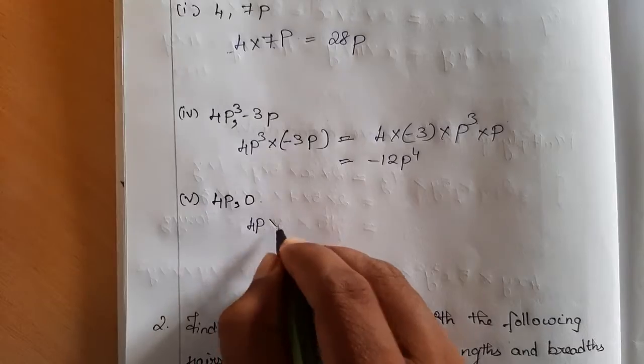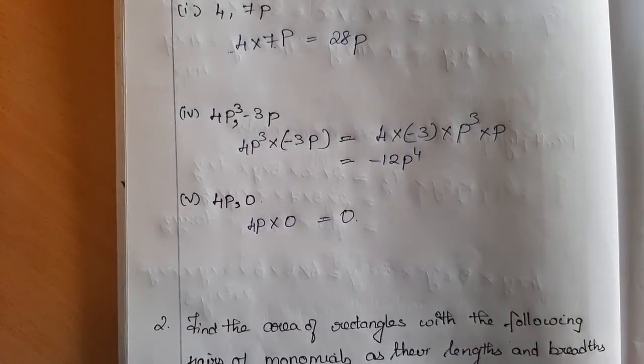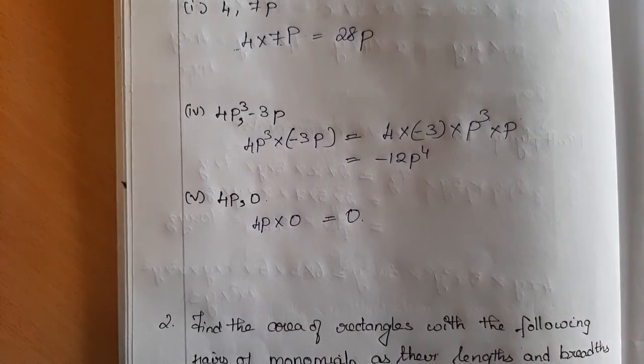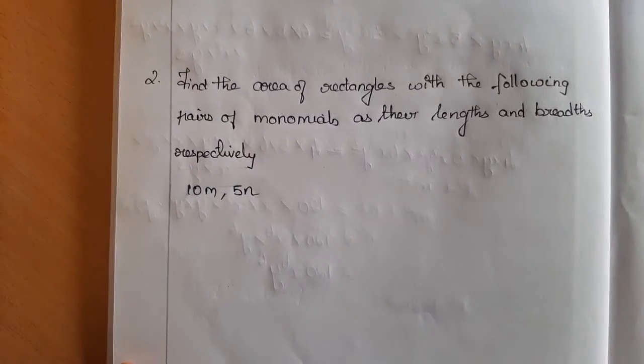And find the next product. 4p into 0. Anything with 0 is a 0. That's it. You need not multiply any numericals or anything like that. Any number into 0 is a 0, even with the variable also. So here we go for the problems.